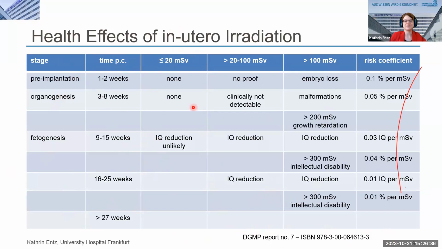And you can see that when you stay at low dose values, there are no deterministic effects. In the medium range, there are no malformations and maybe just slight IQ reductions. And only if you have really high dose values, you can actually see malformations or other deterministic effects. And then what I have here in the last column, it shows you the risk coefficient. So for example, if we look here at the IQ reduction, you can see it's very low. So it's not really something that you can see on an individual person.